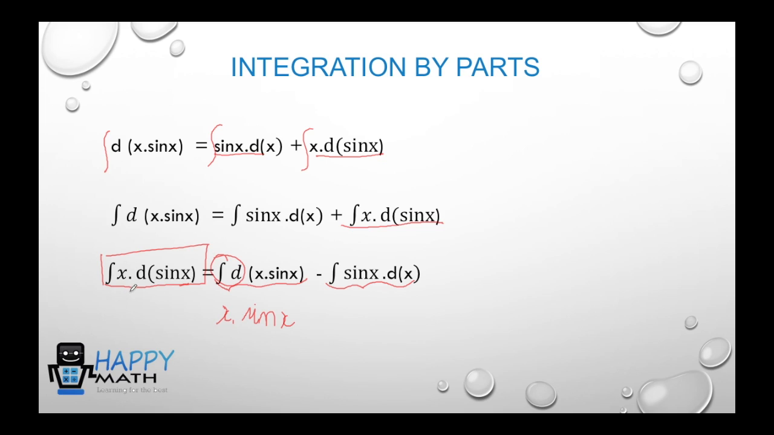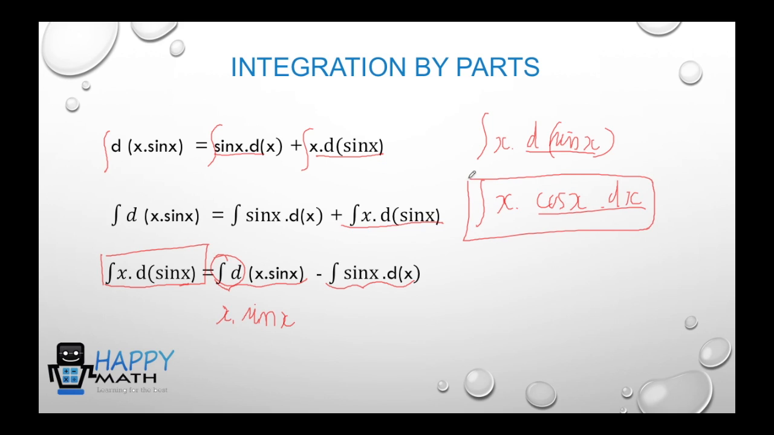Okay. So what exactly is the integral of x times d sin x? The integral of x times d sin x is x times sin x minus the integral of cos x times dx, because cos x times dx is the result of the differential d sin x. So maybe you can understand this one. So I can change from this integral to this one.